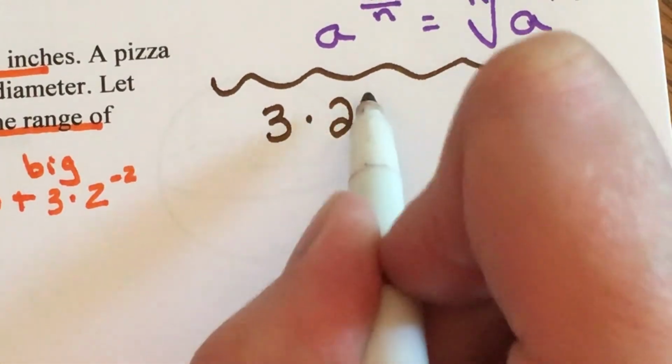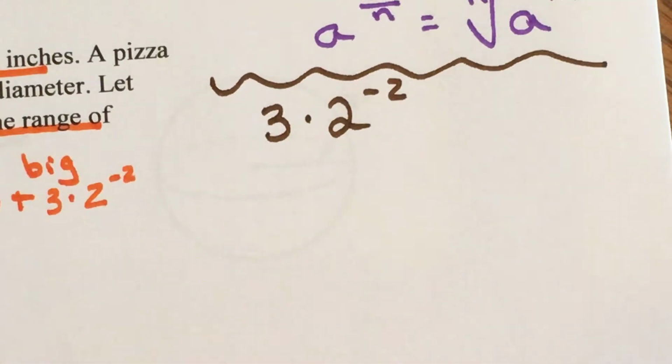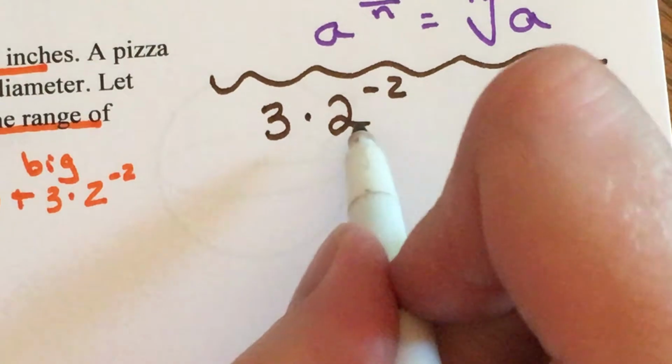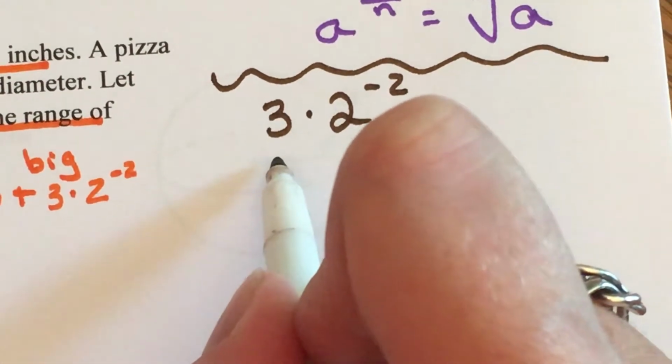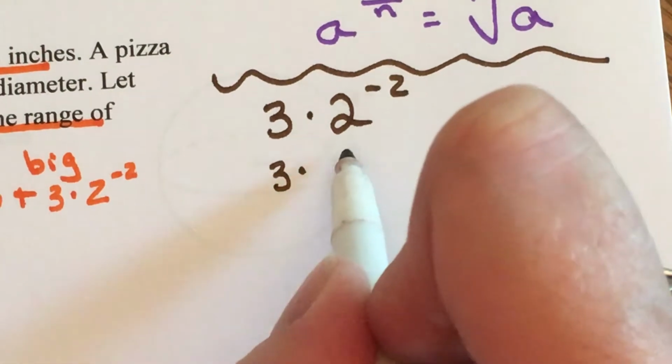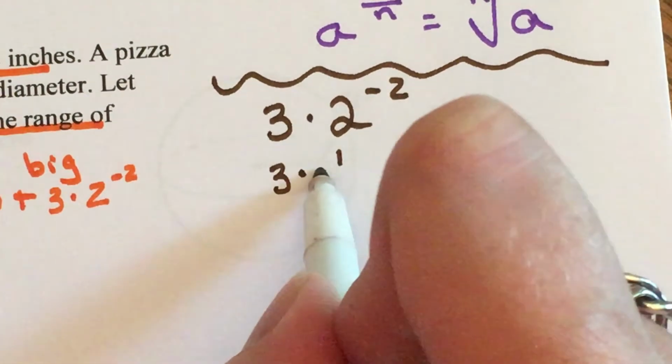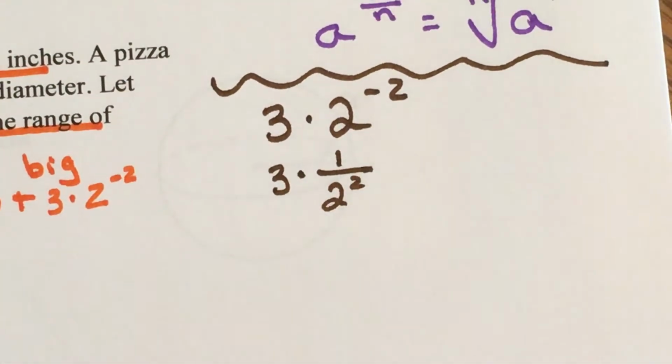3 times 2 to the negative 2. All right, 2 to the negative 2. What does the negative mean? Flip over this base of 2. All right, I did that.